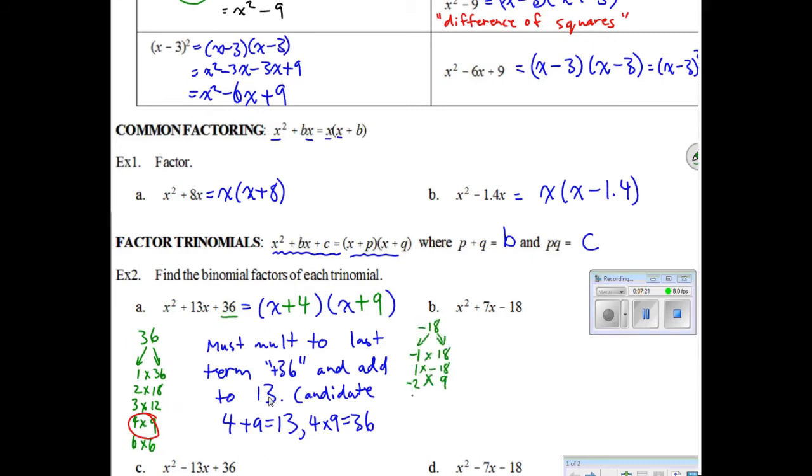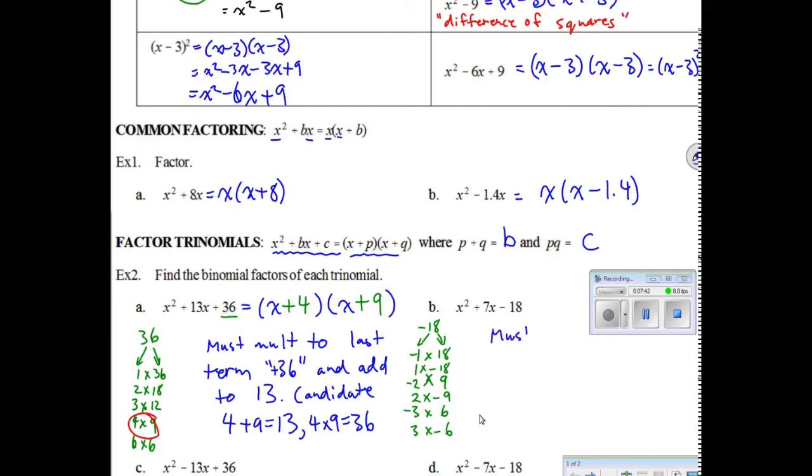So we have negative 18, right? So I can write this as negative 1 times 18 or 1 times negative 18, and then negative 2 times 9 or 2 times negative 9, right? Because either one of those could be negative. And then 3 times negative 6, and we're done.